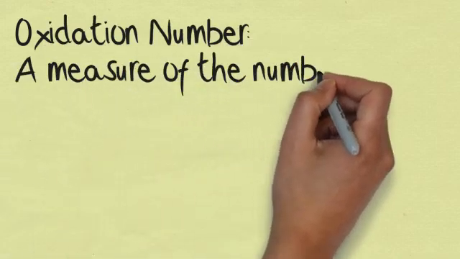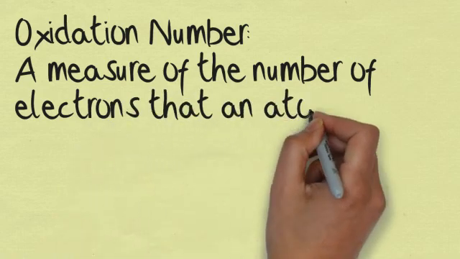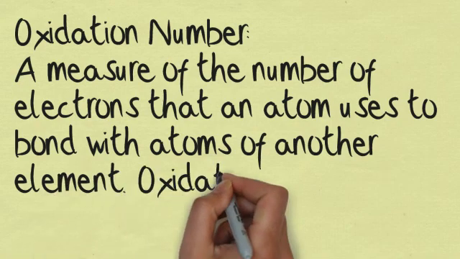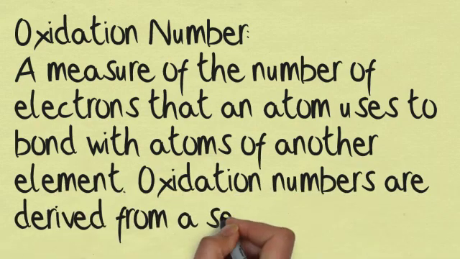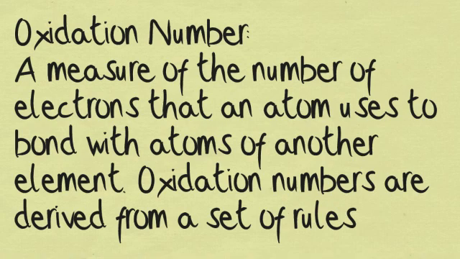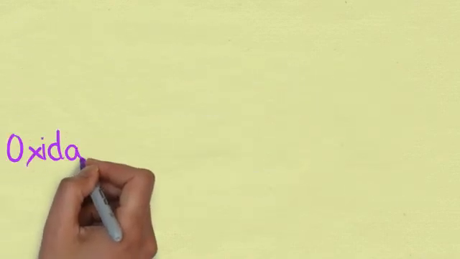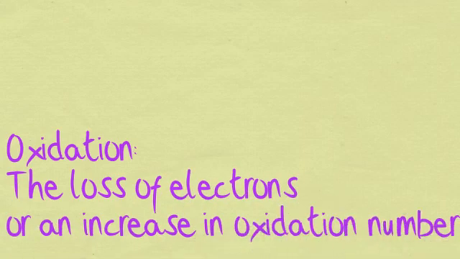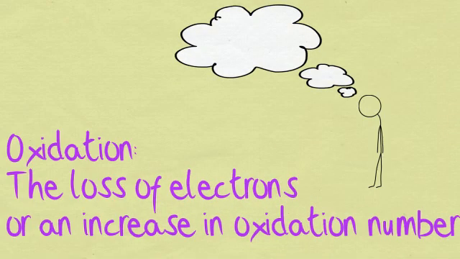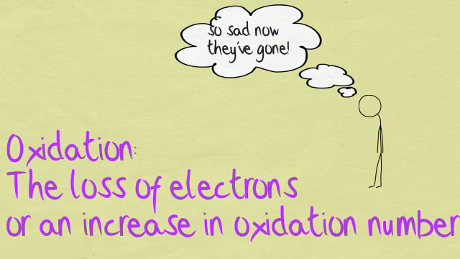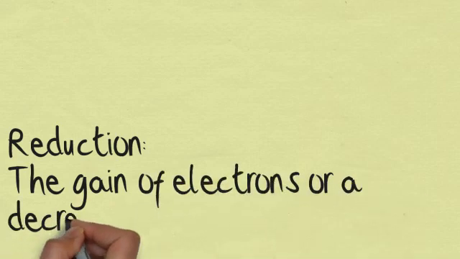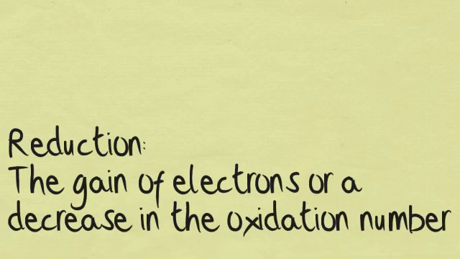The oxidation number is a measure of the number of electrons that an atom uses to bond with atoms of another element. Oxidation numbers are derived from a set of rules. Oxidation is the loss of electrons, or an increase in oxidation number. Reduction is the gain of electrons, or a decrease in the oxidation number.